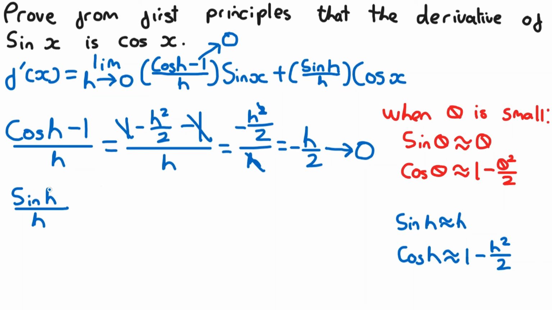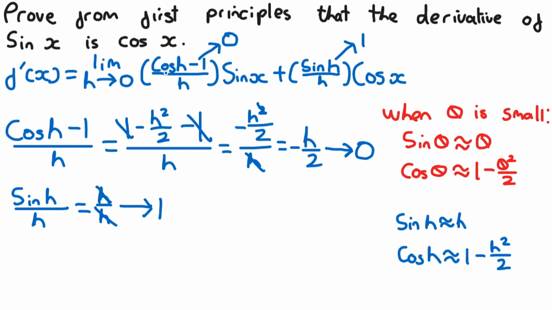And then if we focus on this sin h over h here, we sub in that sin h is approximately equal to h, and then this h is going to cancel out with this h to just leave us with 1. It's more technically appropriate, because h is approaching 0, to say it's approaching 1. So sin h over h is approaching 1 under this limit here.